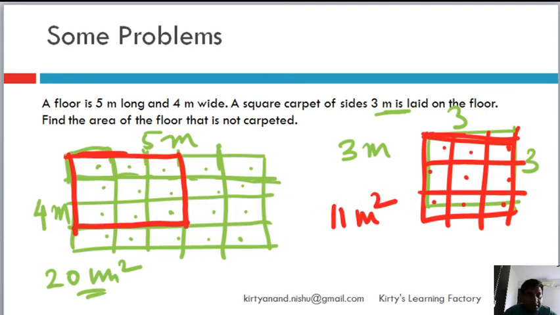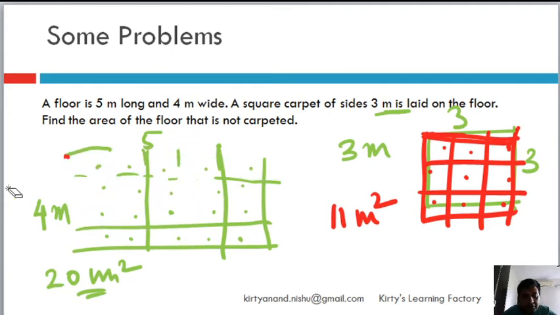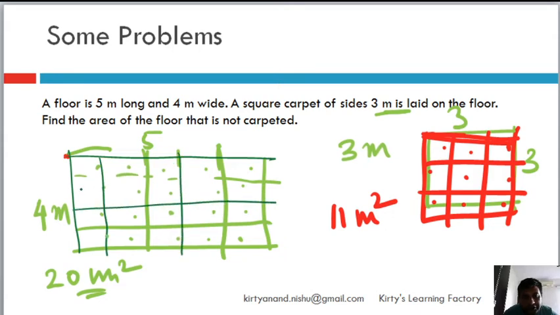Okay. Now let's say someone asks, why will you put the carpet here only, right? Why not put the carpet somewhere else? Absolutely right. Why should you only put the carpet where I tell you to put the carpet? You can also choose to, let's say, put the carpet at 1 point here. Okay. Fair enough. Let's do that.